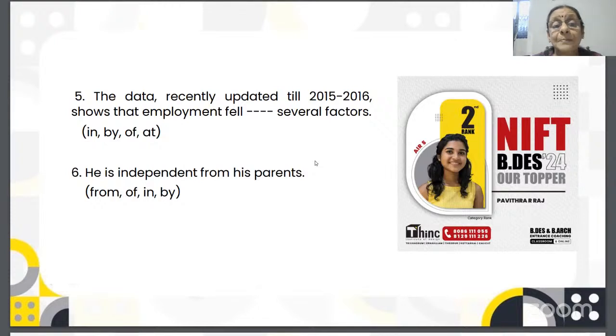He is independent of his parents, because independent of his parents is the common usage which we say. When you translate it from your mother tongue, you may be tempted to say he is independent from his parents, but that is wrong. He is independent of his parents is the correct usage.